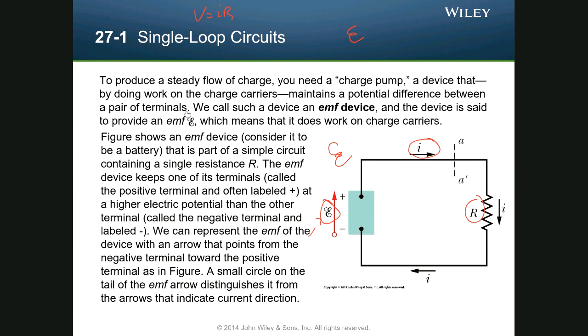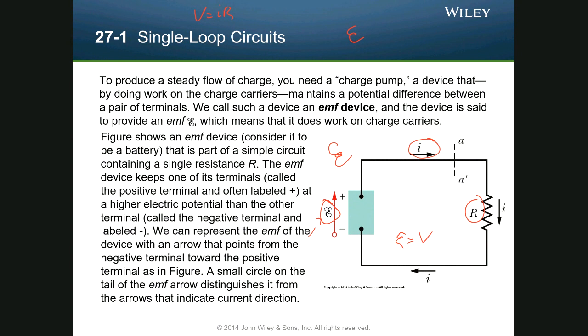We call such a device an EMF device, and the device is said to provide an EMF, which means it does work on charge carriers. I like this sentence. This part, not so much, because for DC circuits, and in an ideal circuit, you're going to notice that this squiggle is just the voltage.